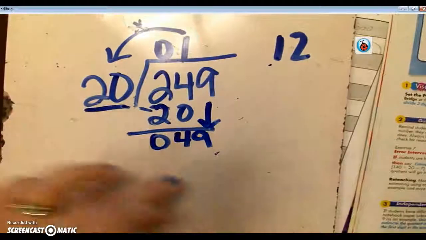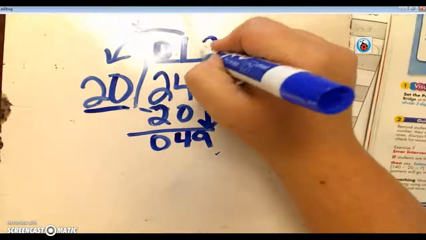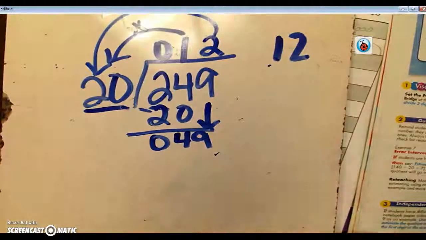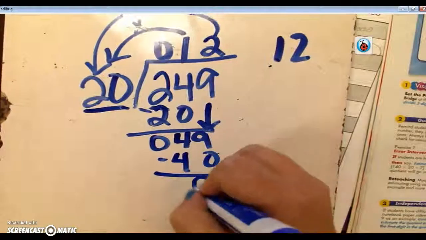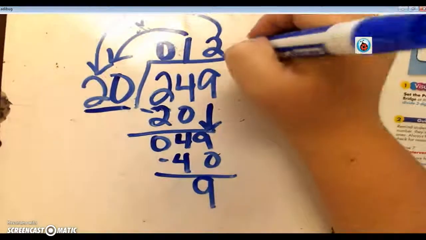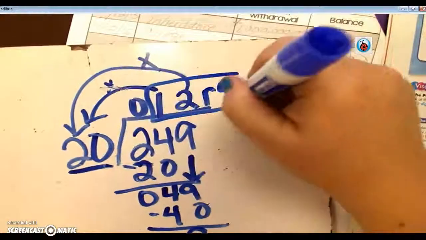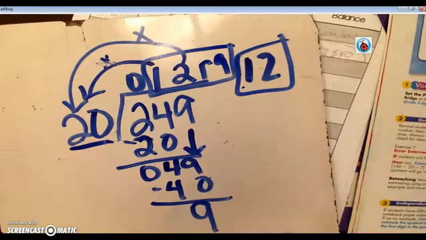How many times does 20 go into 49? Put my 2 above the 9. 2 times 20 is? I have to subtract. I get 9. Do I have anything left to bring down? No. So my remainder is 9. So my actual answer of 12 remainder 9 is pretty close to my estimated answer of 12.